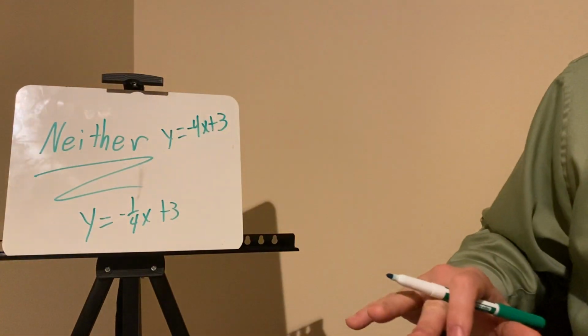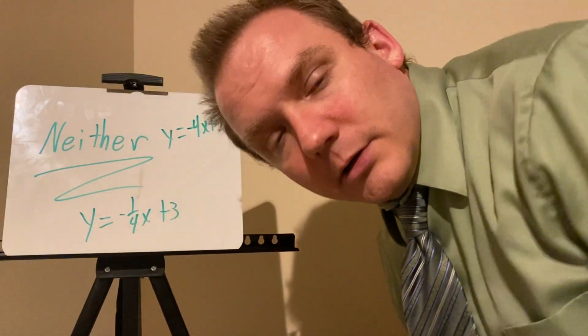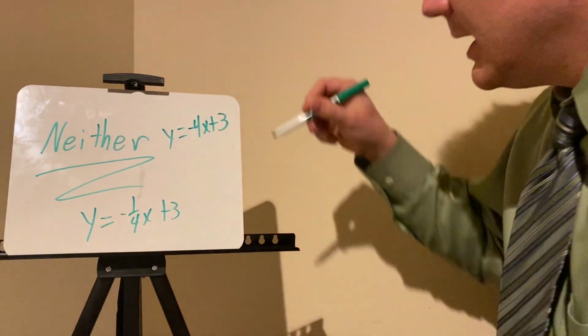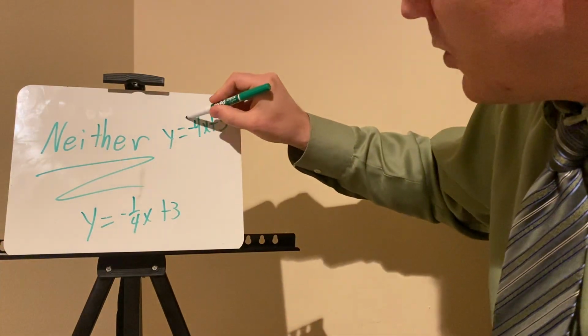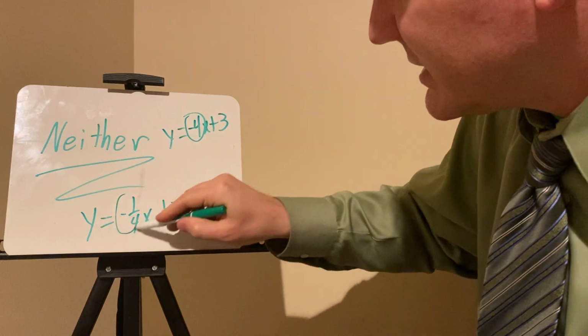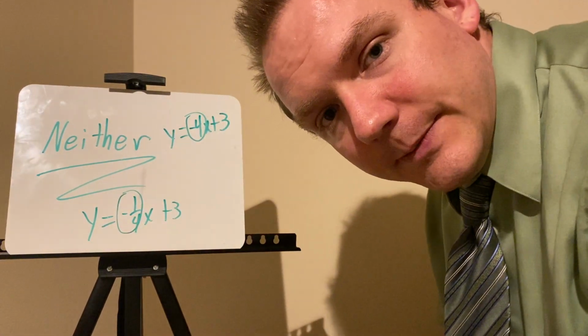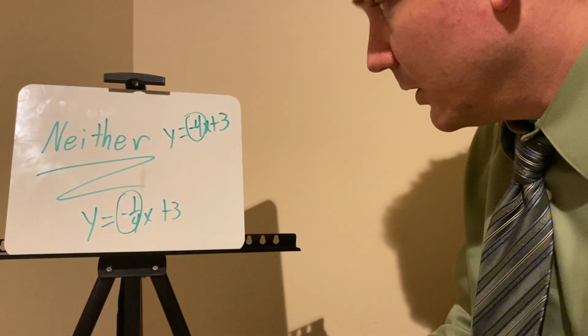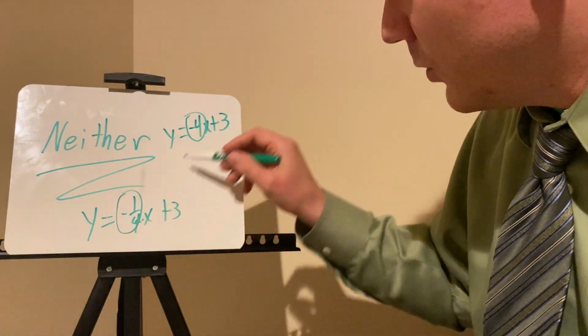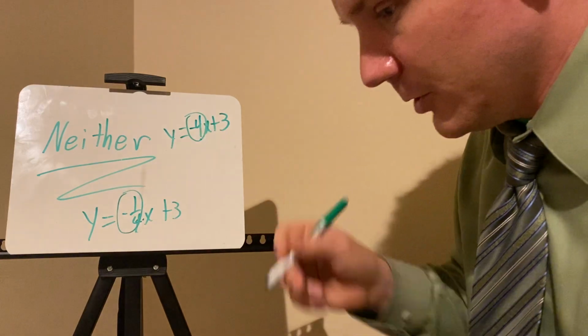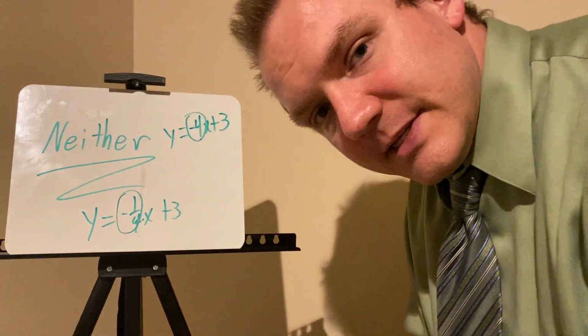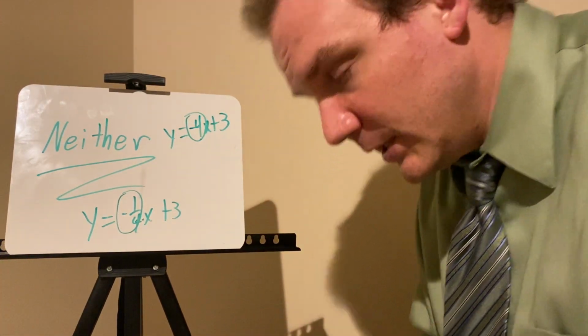Here's going to be the trickiest example for lines that are neither perpendicular nor parallel. When you have a slope that is simply the reciprocal, that's where you're going to get tricked. The slopes of -1/4 and -4 are just reciprocals. They are both negative. They have to have opposite signs in order to be the opposite reciprocal.